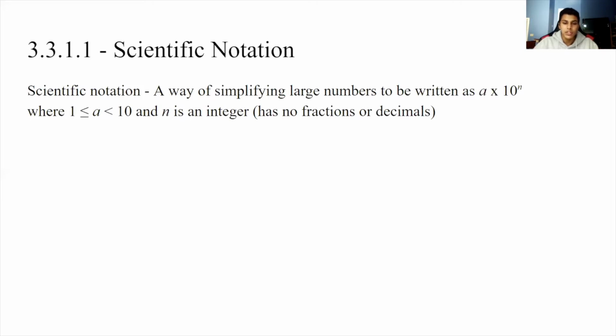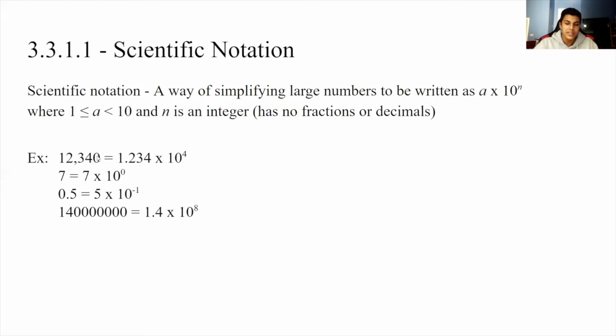Scientific notation is a way of simplifying large numbers to be written as a times 10 to the power of n, where a is greater than or equal to 1 and less than 10, and n is an integer, which means it has no fractions or decimals. Some examples of scientific notation are these numbers below.